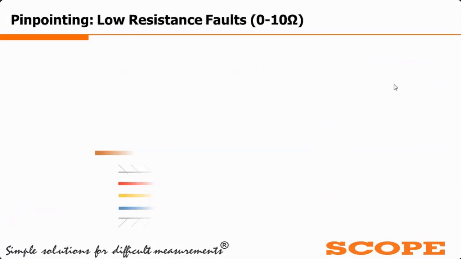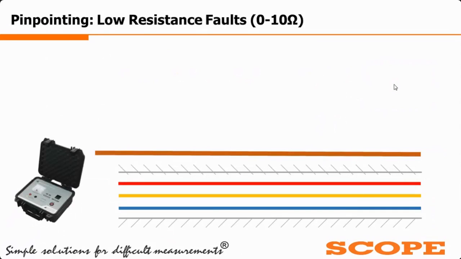Now we will see pinpointing of low resistance faults. Let us consider direct short circuit faults, where the fault resistance is 0 to 10 ohm, meaning direct contact between conductor and conductor. Whenever this type of fault is present in the cable, we cannot apply high voltage surges, because if we apply surges from the surge generator, we will not get any sound from the fault point due to the very low resistance. So there is no application for pinpointing such faults using the surge generator.